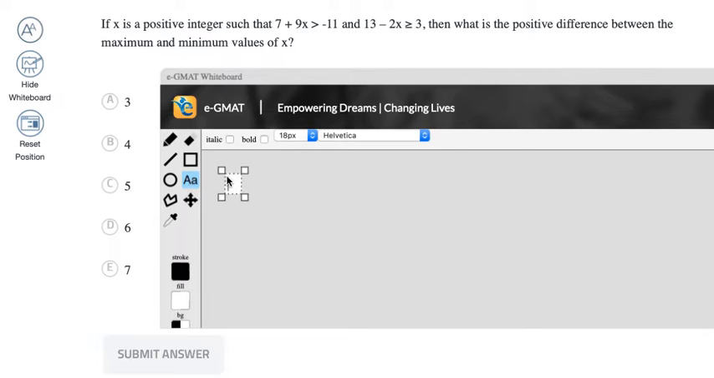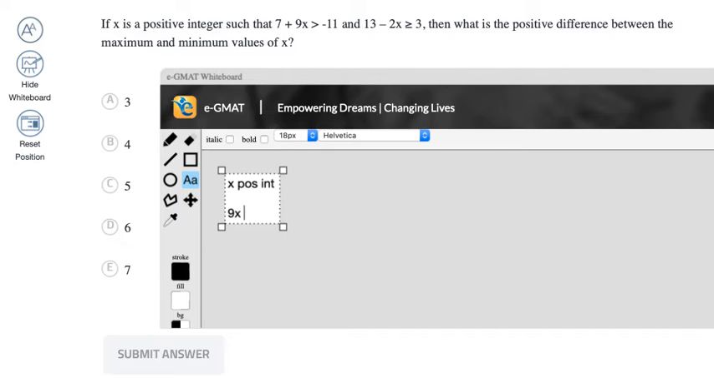Here's the text tool and my writing space ready. If x is a positive integer, so first piece of information I have, x is a positive integer, so 1, 2, 3, 4 and so on, such that 7 plus 9x is greater than or equal to negative 11. Do not write down the same thing again as you usually do on pen and paper. Well, you can see that here on the screen. It's not that you would copy something wrong when you just directly solve from the screen to the paper. We have this advantage. We have the question in front of us at all times. Just write down the next step.